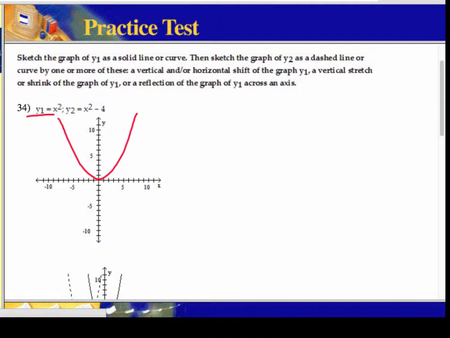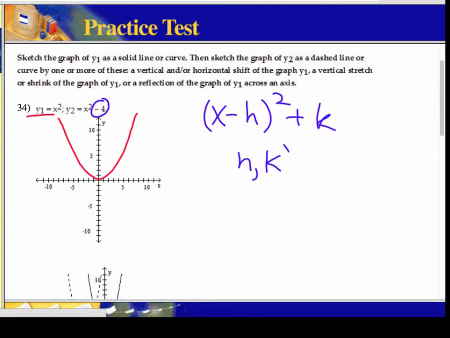What does this -4 do though? That's to the right? Well, since it's not in parentheses, it just moves it down. Yeah. So consider this, guys. I want to remind you of this: y equals a times (x minus h) squared plus k, where (h, k) is the vertex. Technically, we have an a in the front too, right? That's now my parent function.